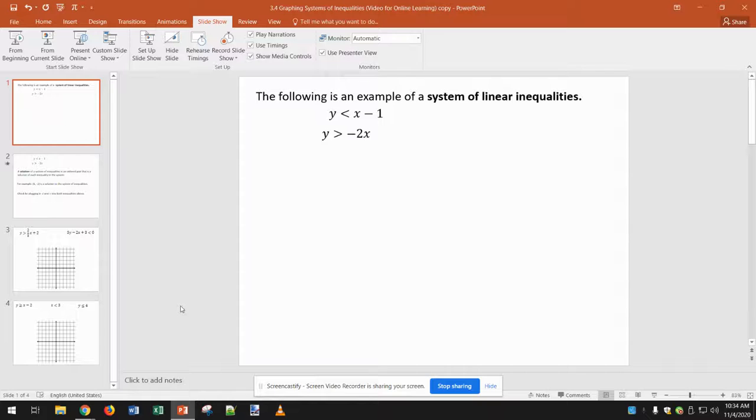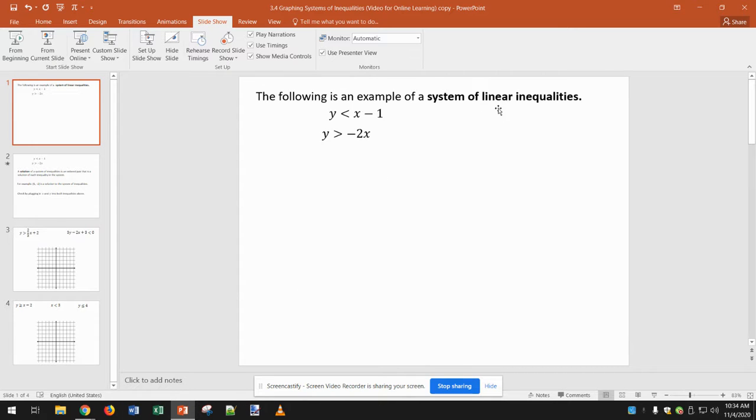So in this video, we're going to go through the next section, 3.3, on systems of linear inequalities. We've already graphed linear inequalities, but now we're going to do two at the same time, and sometimes three lines at the same time. If this were a system of equations, we'd want to graph both lines and see where they cross.